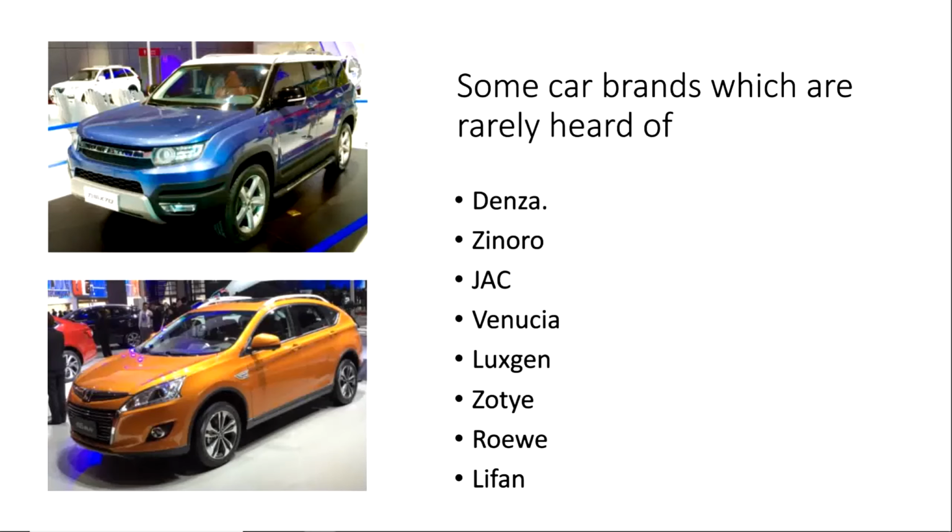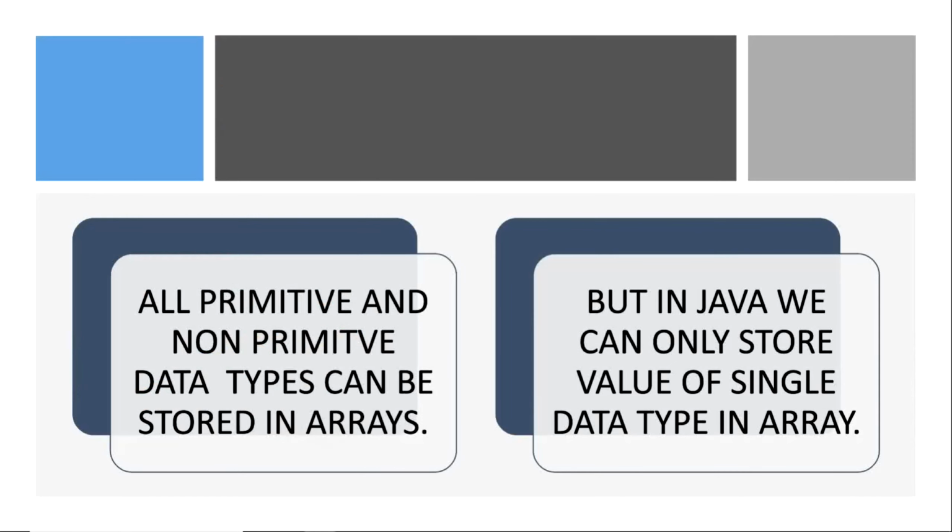So if you have to store all these names, it is better to store them in an array rather than storing them in separate variables. In an array, we can store all the primitive and non-primitive types of data. We can store int, float, long, char, and we can even store boolean data. Whatever, primitive and non-primitive, all those things we can store.